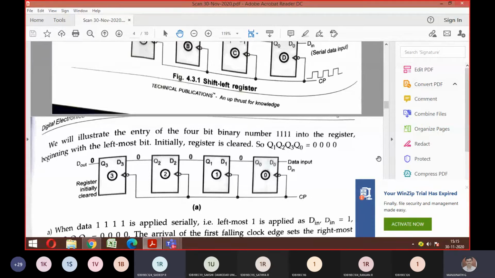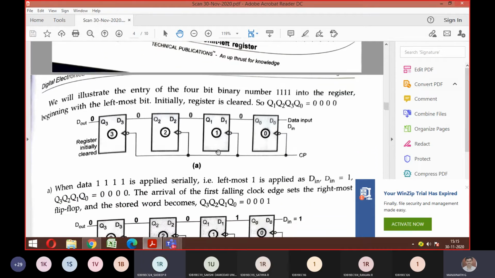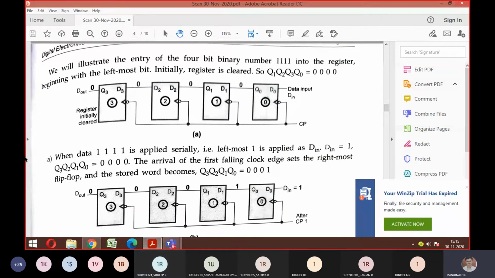Yes, sir. You need to make sure all the outputs, that is Q0, Q1, Q2, Q3, nothing but D out, are all fed with 0. Okay. So now look at the input. What is the input I am feeding? It says 1111. So out of this 1111, which one will come out first?